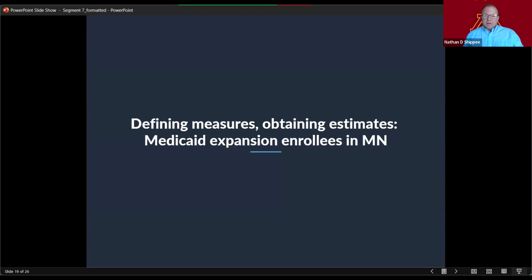And then just some other examples. So we moved past the use case of disenrollment and duals, and these are just a few more examples of work that we've done.